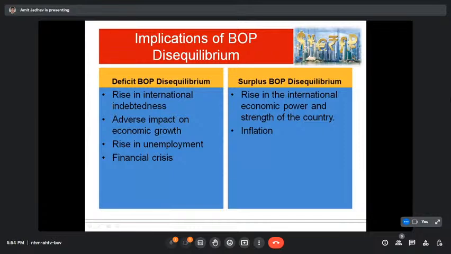That is the one side, where if the country has a deficit in balance of payment, it will have some impact on the economy. On the other side, if a country has a surplus, meaning quite a surplus in international trade, what impact will it have? First, we have the rise in international economic power and strength of the economy.